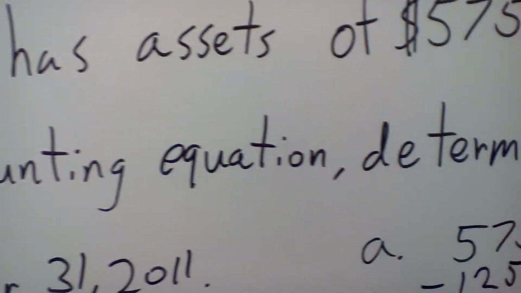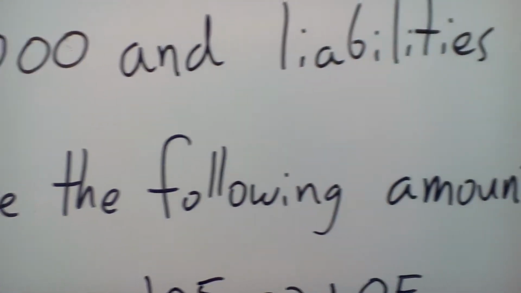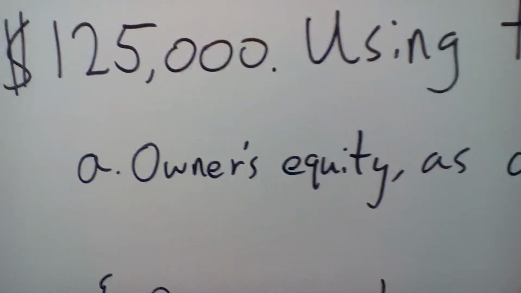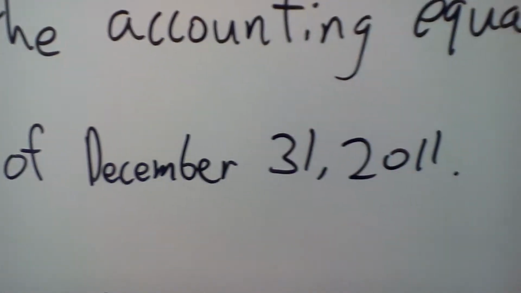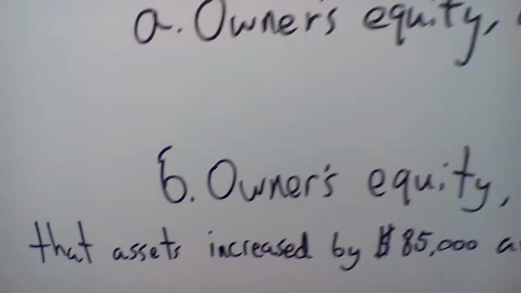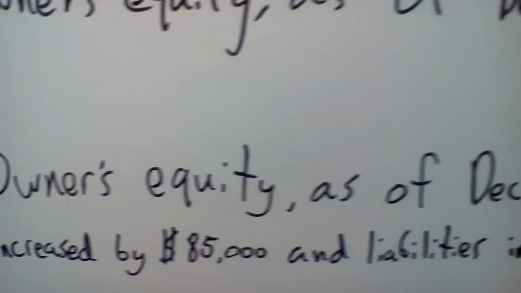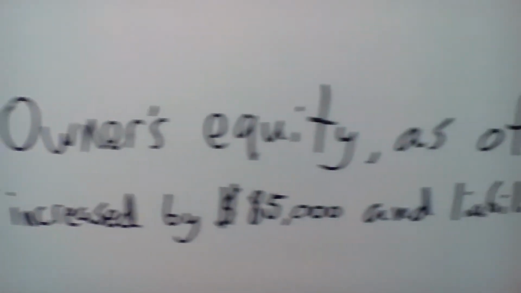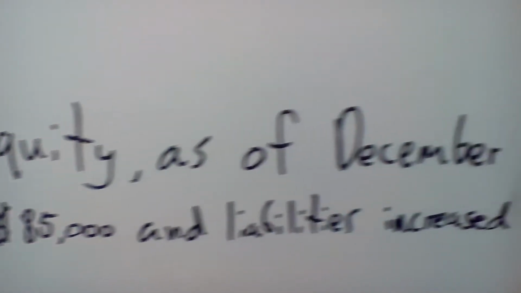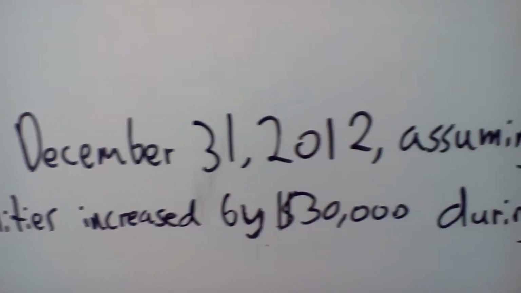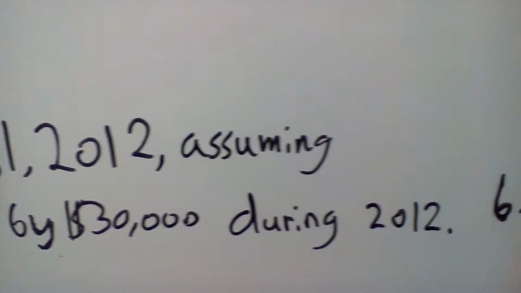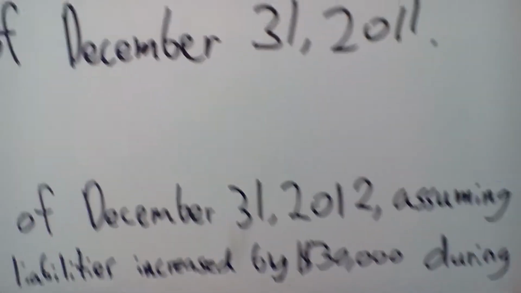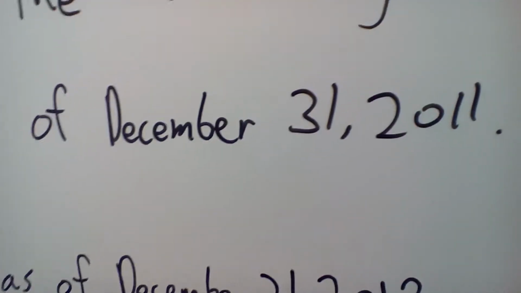Using the accounting equation, determine the following amounts. And so we have to determine A, the owner's equity as of December 31st, 2011, and B, owner's equity as of December 31st, 2012, assuming that assets increased by $85,000 and liabilities increased by $30,000 during 2012. Okay, so this first one, how do we figure out owner's equity?